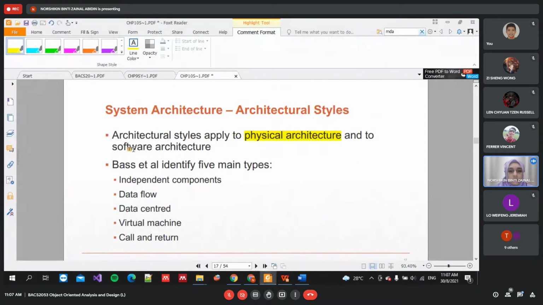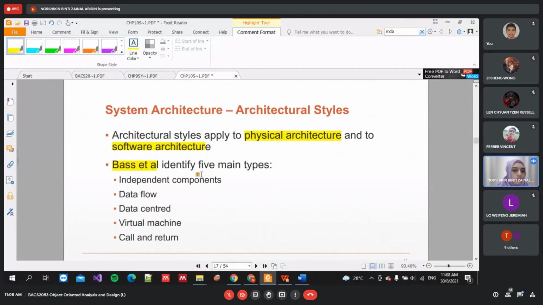So that one is an example. So, apply physical and software architecture. You know what is software. So this guy, Bass et al., identified five main types.